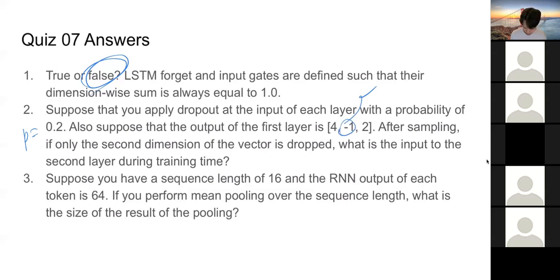The important thing is that after you apply dropout, this will be 4, 0, 2, but we're not done yet because we have to scale up. You have to multiply by 1 over 1 minus p, which is 1 over 0.8, which is 5 over 4. If you multiply 5 over 4 to 4, this becomes 5. 0 is still 0, and 2 becomes 2.5. So the answer is 5, 0, 2.5.